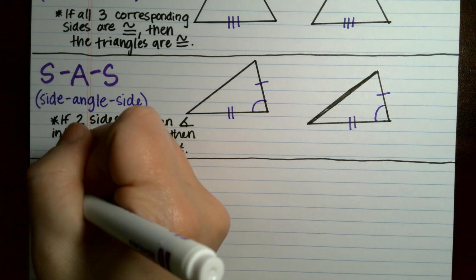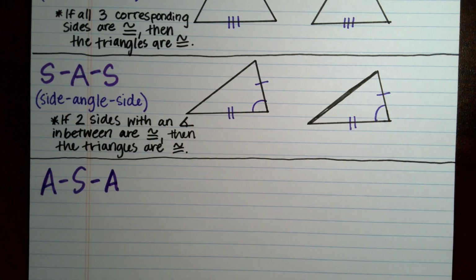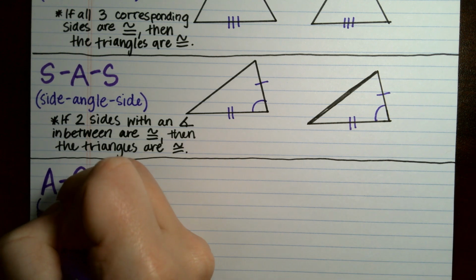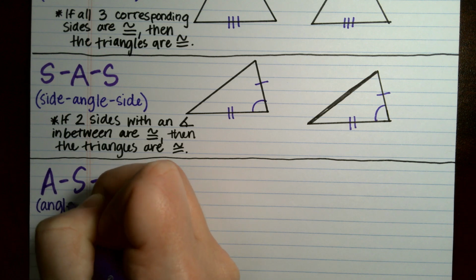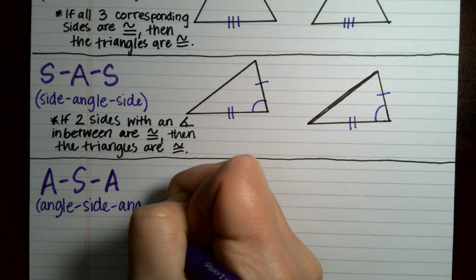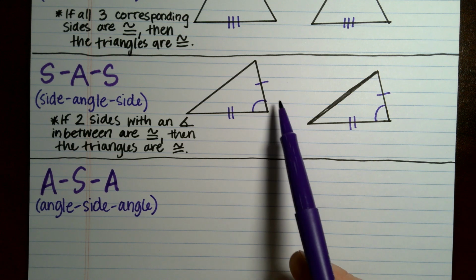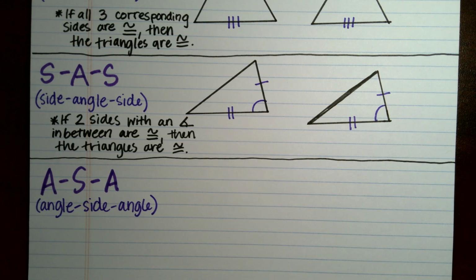The other one is ASA. What do you think that's going to stand for? Angle, side, angle. Yes, perfect. So this one's going to be exactly like the last one, except instead of the angle being in the middle, it's going to be a congruent side in the middle of two angles. So I'm going to draw two more triangles.